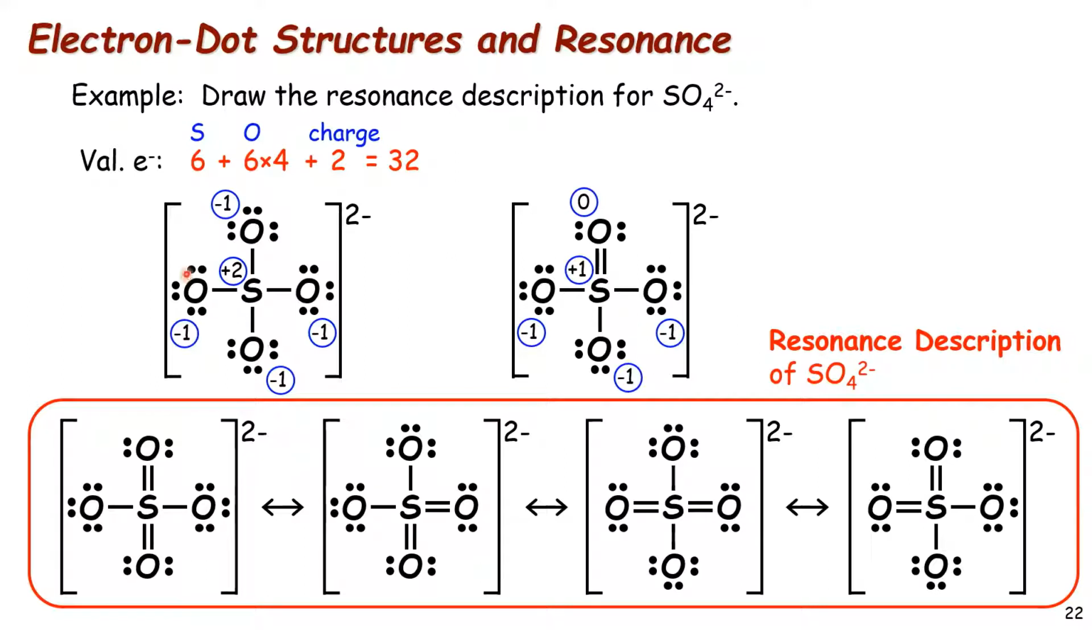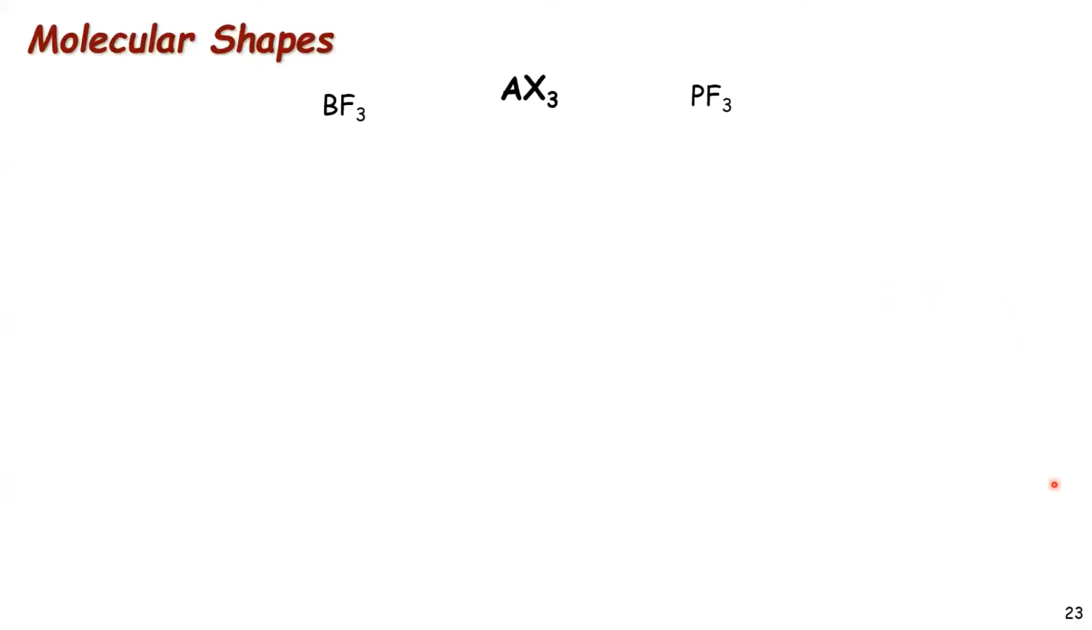So again, if you have a choice where you can make these double bonds or put electrons, then you're going to have resonance. Okay, now let's talk about molecular shapes. Here we have two molecules, boron trifluoride and phosphorus trifluoride. They both have a central atom, and then the three fluorines are bound to it. So you would expect that these two molecules would have the same shape, the same molecular geometry.